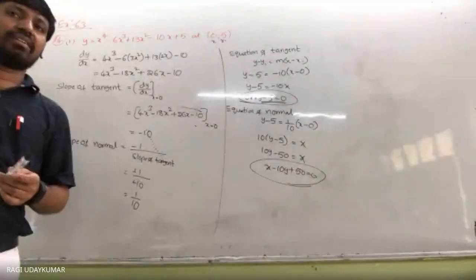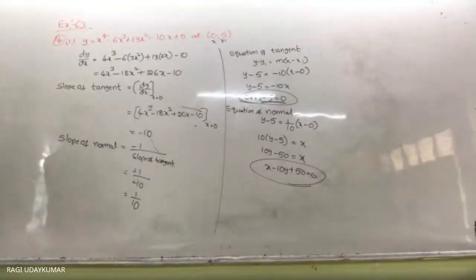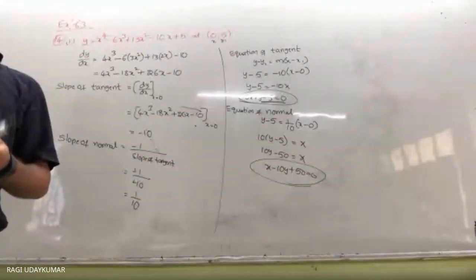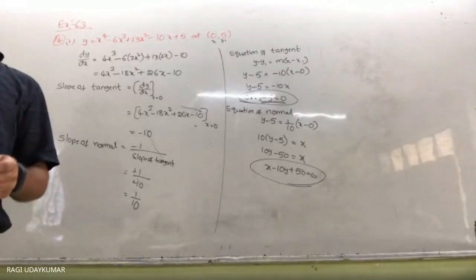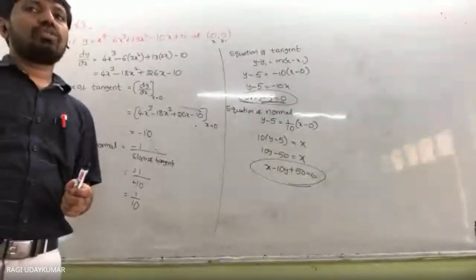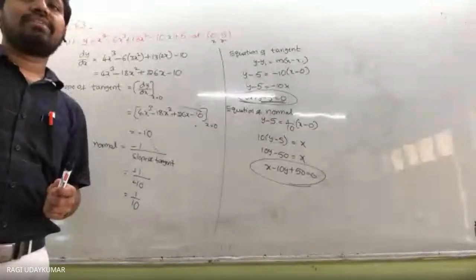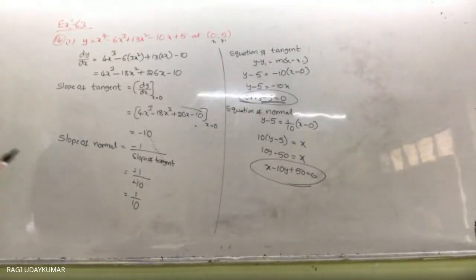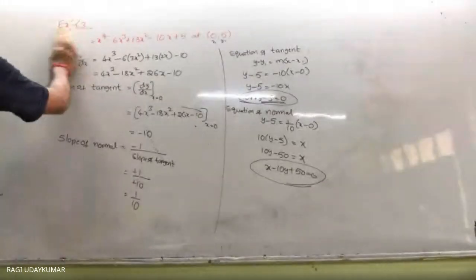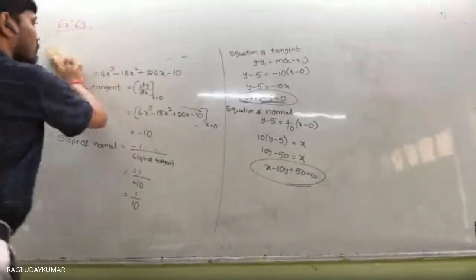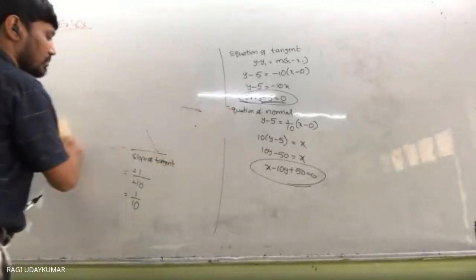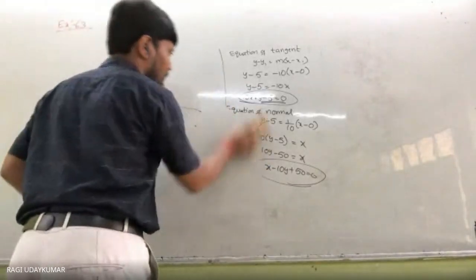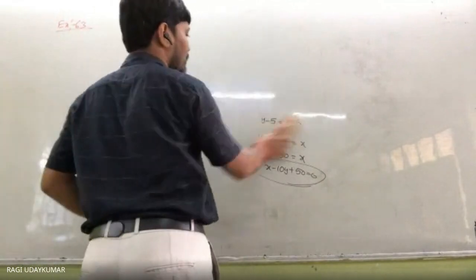So, simple questions here. Coming to the 15th question: find the equation of the tangent line to the curve which is parallel to the given line. Whenever you take the 15th question, the curve equation is given to you, and a line to which it is parallel is given.